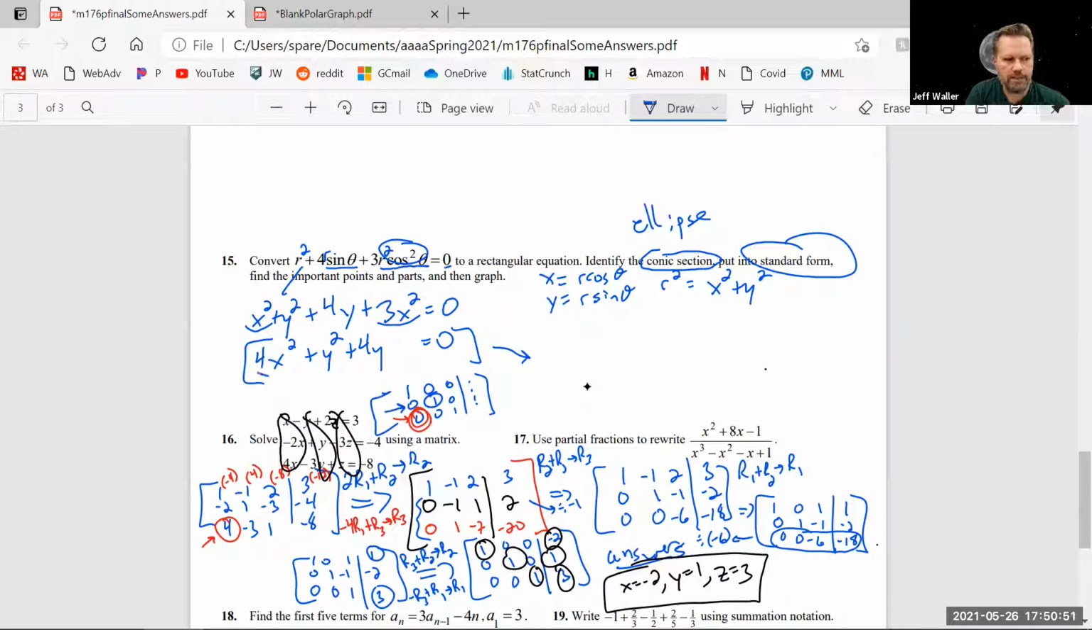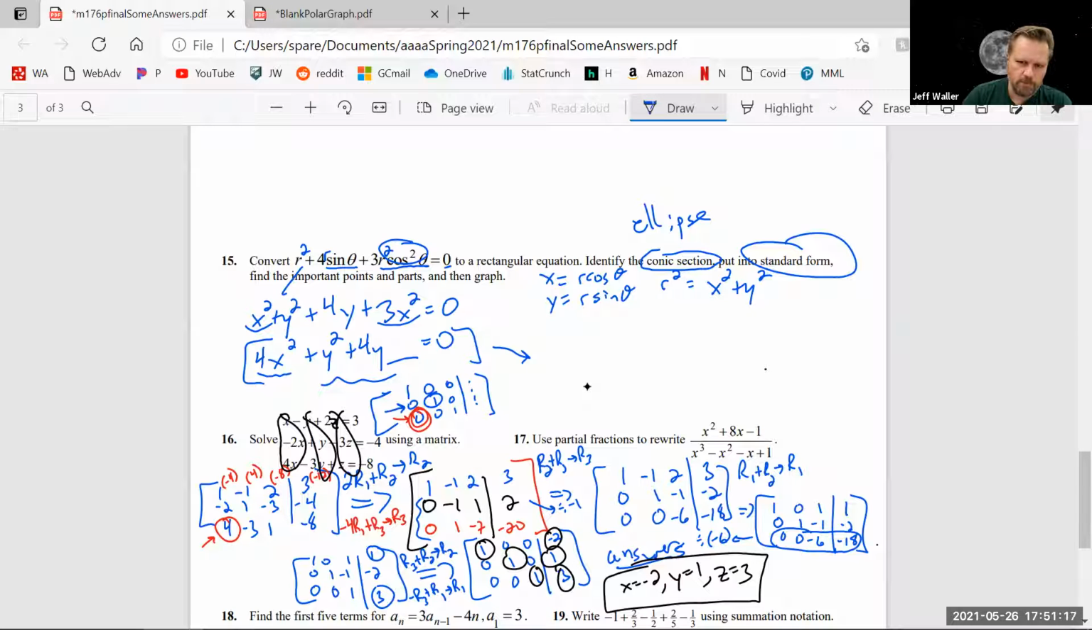Are all your X's in one place? Yes. Are all your Y's in one place? No. Don't you have to somehow collect those together? This guy seems like he's incomplete. It seems like we might need to complete him. That might be why I left some space here. Right? If I complete the square.